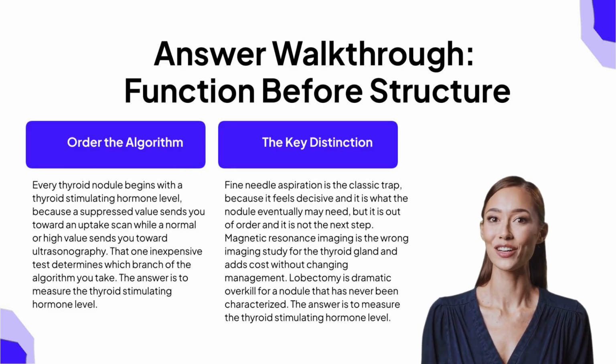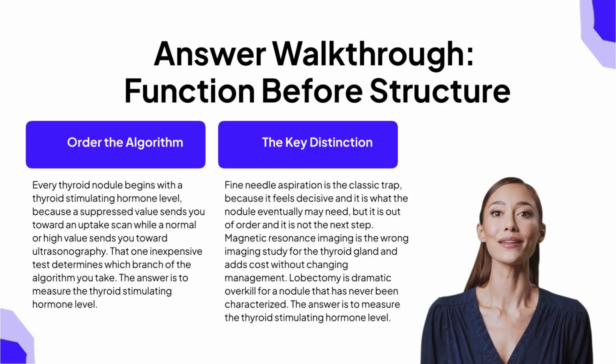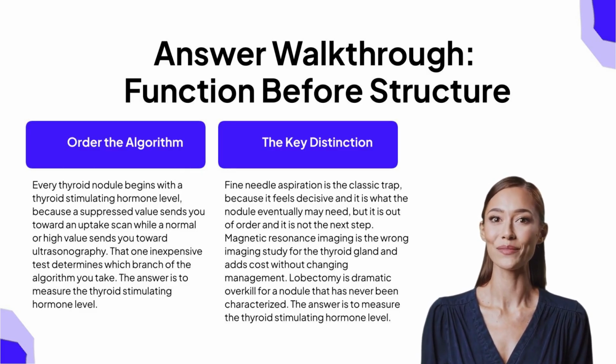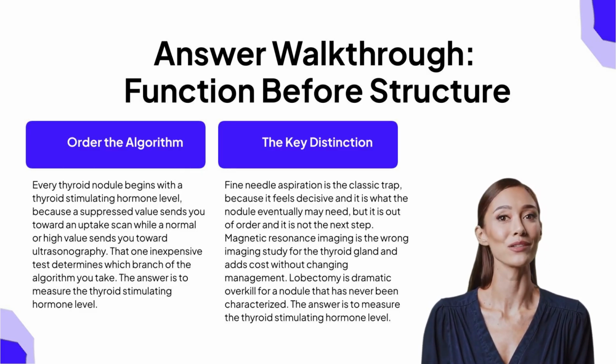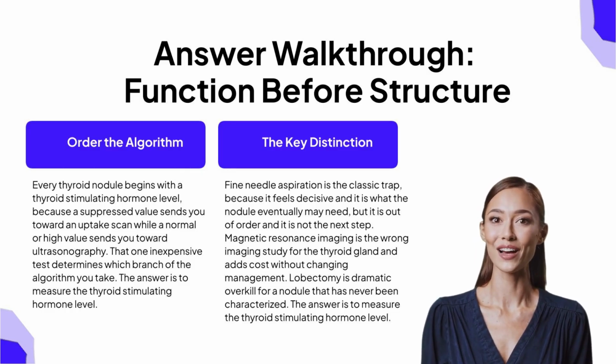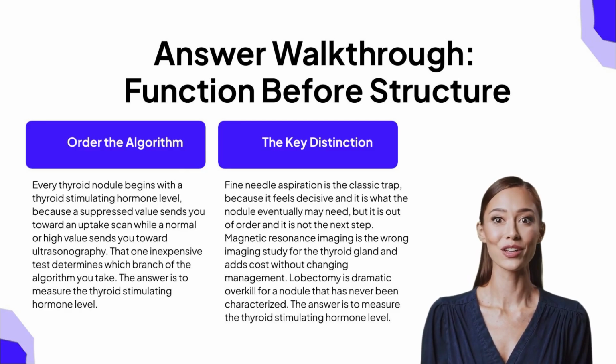Second, the key distinction. Fine needle aspiration is the classic trap, and a good one, because it feels decisive and may be what this nodule eventually needs. But it's out of order, and out of order means wrong. Magnetic resonance imaging is the wrong study for the thyroid and adds cost without changing management, your cost-effectiveness distractor. And referring for a lobectomy before anyone has characterized the nodule is overkill. The answer is to measure the thyroid-stimulating hormone. Cheapest useful test, correct order.